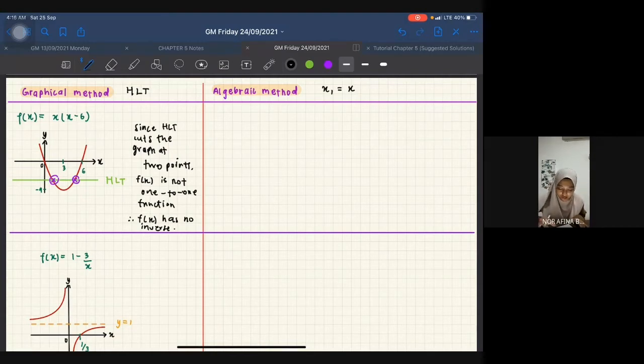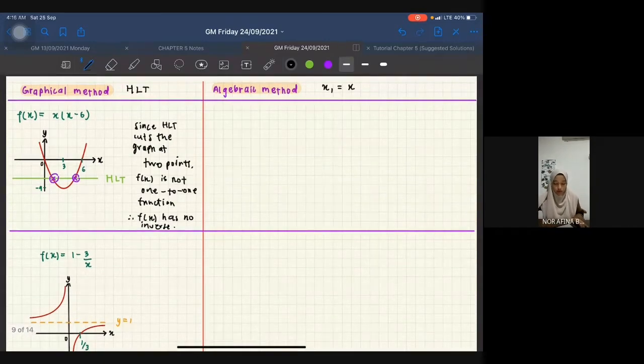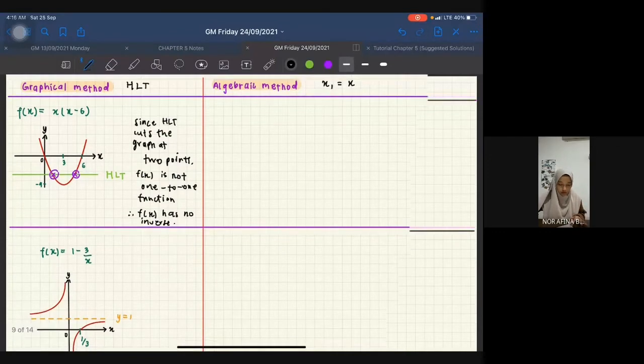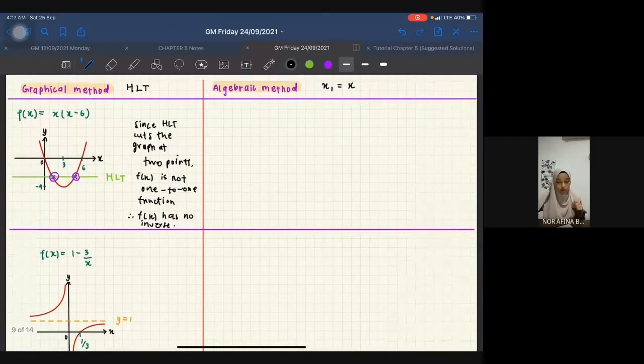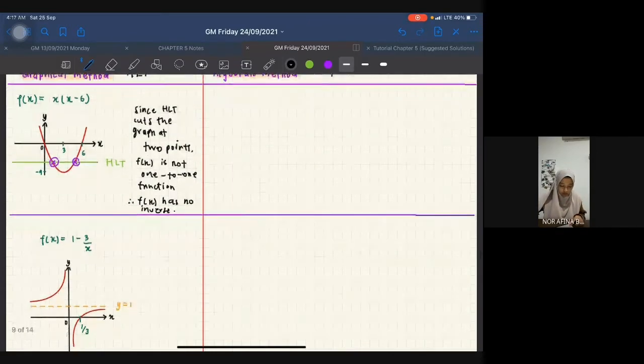Okay, can you say it clearly? Okay, I hope you can say it clearly. Okay, just like that. Okay, so let's take a look at the second example. Okay, so saya tunjuk dulu graphical method. Lepas ni baru kita akan pergi ke algebraic method. Okay, so second example that we have over here.